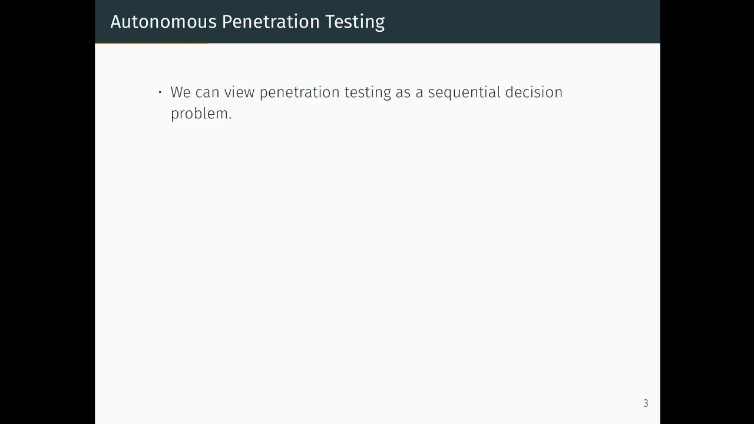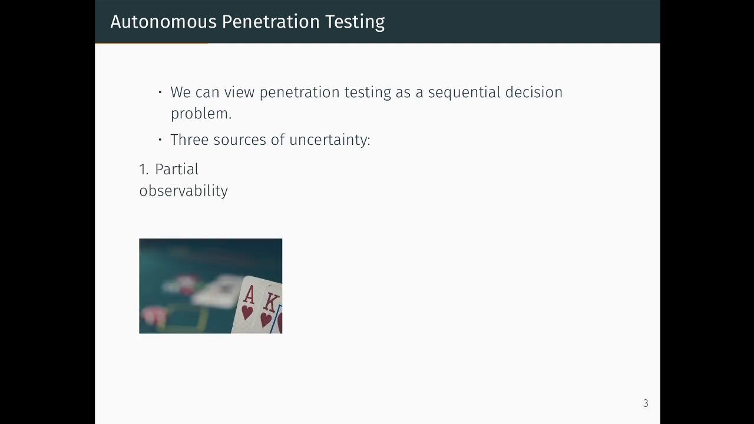We can view penetration testing as a sequential decision problem. The agent has some set of tools, and it must decide which tools to use and when. However, there is some uncertainty involved in its decision making. Specifically, there are three sources of uncertainty. The first is partial observability.